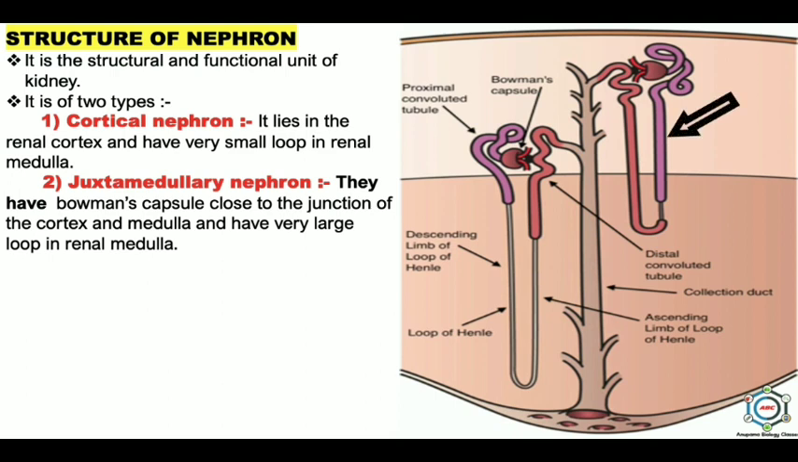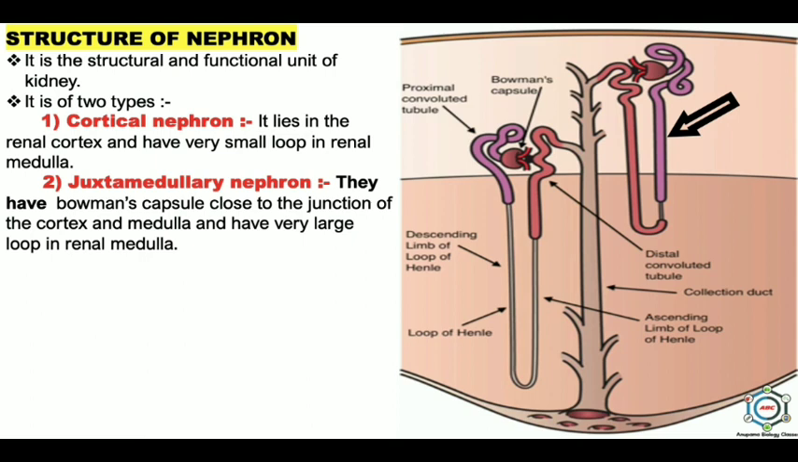Cortical nephron lies in the renal cortex and has a very small loop in the renal medulla, while the juxtamedullary nephron has the Bowman's capsule close to the junction of the cortex and medulla and has a very large loop in the renal medulla. You can see in the picture the juxtamedullary nephron has a U-shaped structure and it is very large. Cortical nephrons are 80% of the total nephrons and the rest 20% is juxtamedullary nephrons.